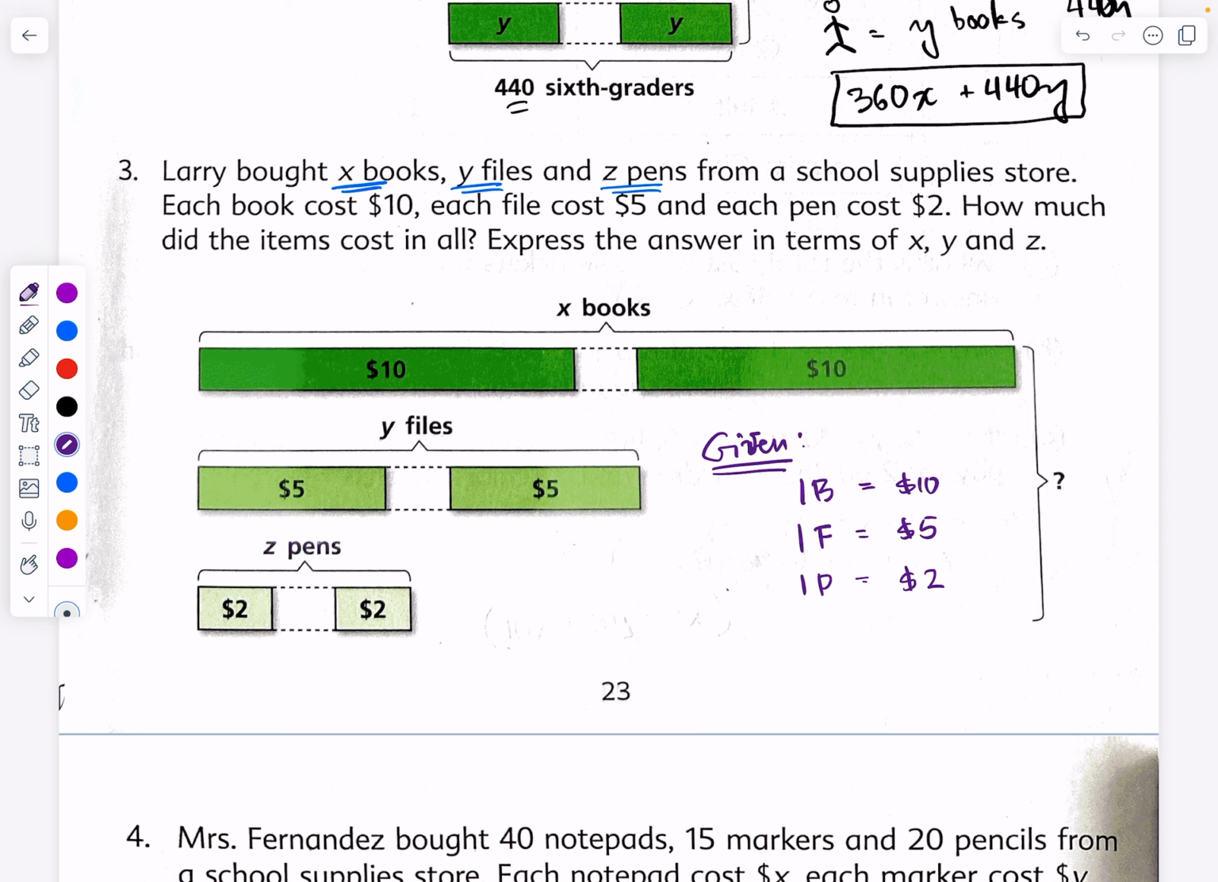Now, how much of each supply did Larry buy? Well, he bought X books, Y files, and Z pens. So it would be $10 times X, $5 times Y, and $2 times Z. Now look at the question. Express the answer in terms of X, Y, and Z. This simply means translate this into an algebraic expression. Let's write it all together. He would have spent 10X plus 5Y plus 2Z altogether.